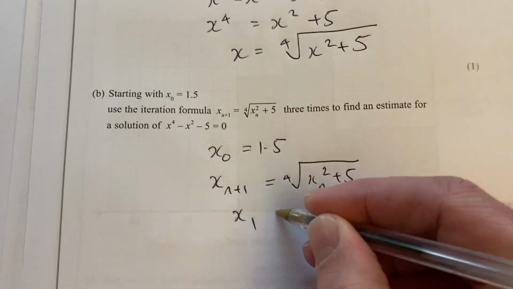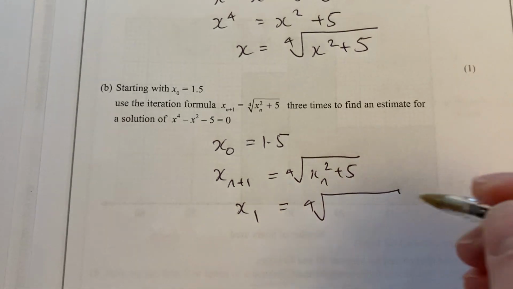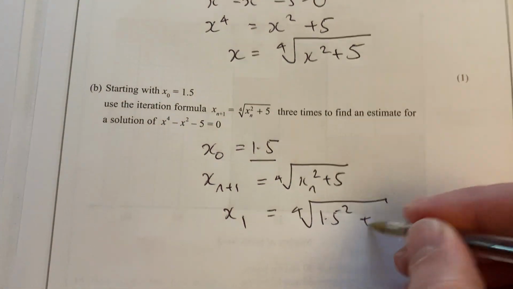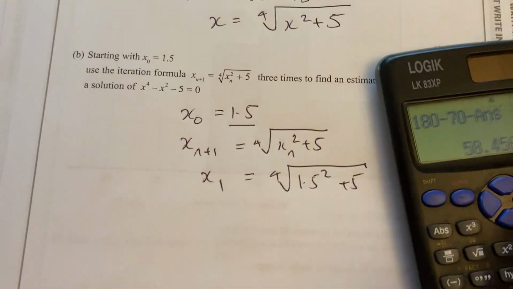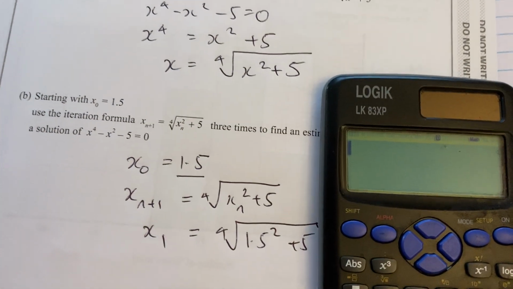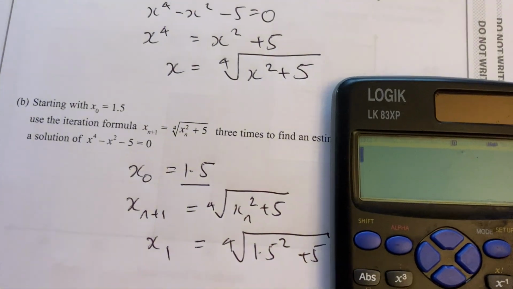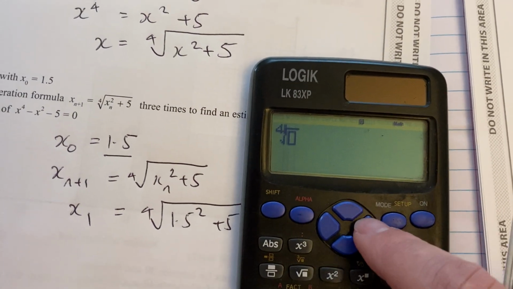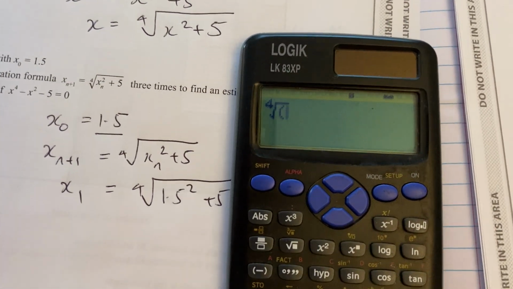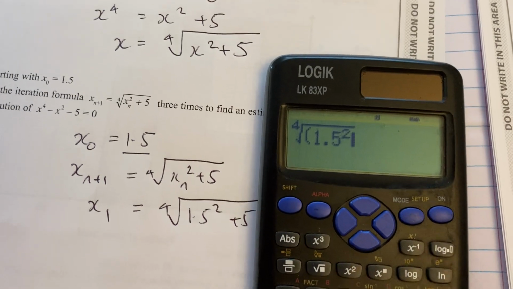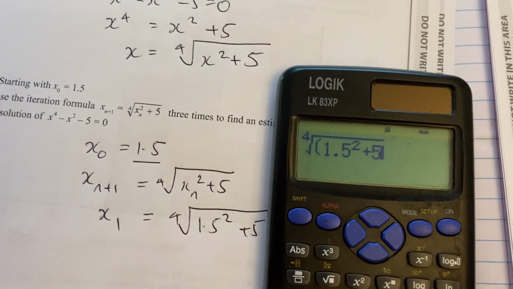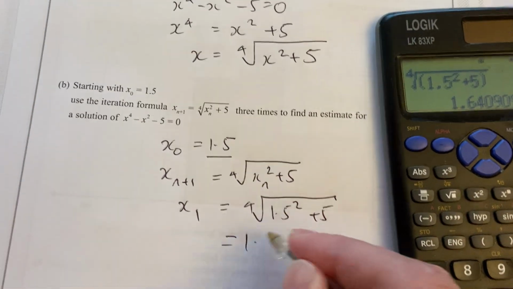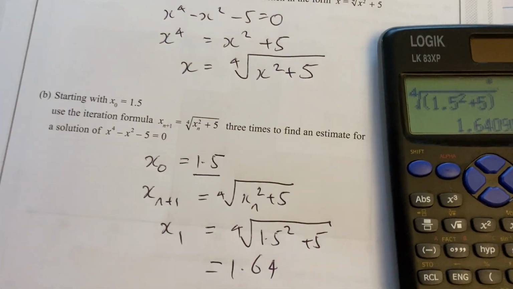So x1 is the fourth root of 1.5 squared, that's x0, plus 5. So I'm going to put that into the calculator. So my calculator hopefully has got that button, yeah. So the fourth root of 1.5 squared plus 5. So x1 is 1.64.